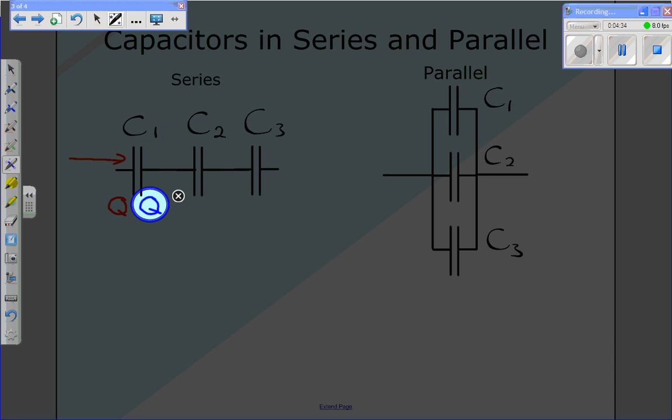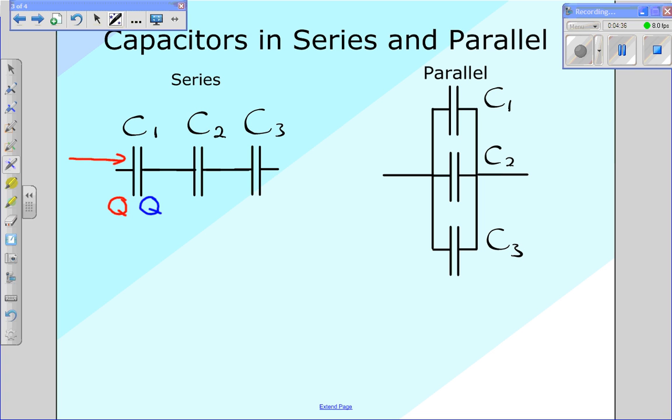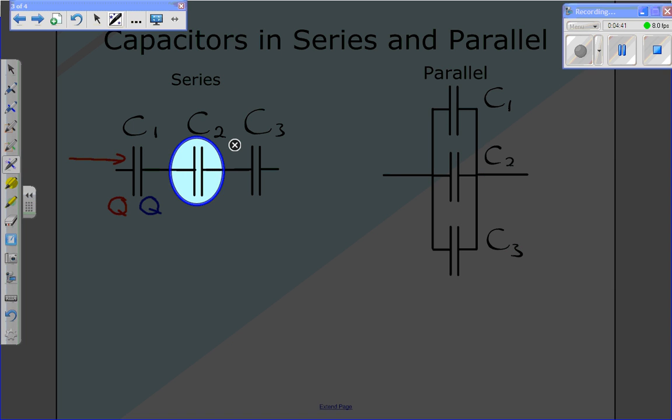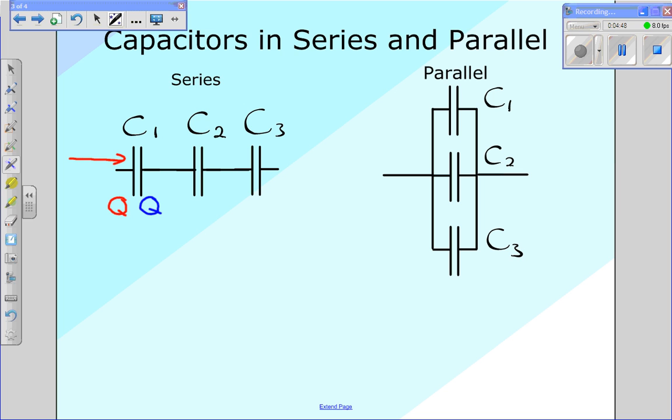Where did that charge come from? If you think about it, that charge had to come from this capacitor, because that's the only thing that is connected to it. So what happens is that some negative electrons flow in the left direction from that capacitor. What that does is that this left plate builds up a positive Q.